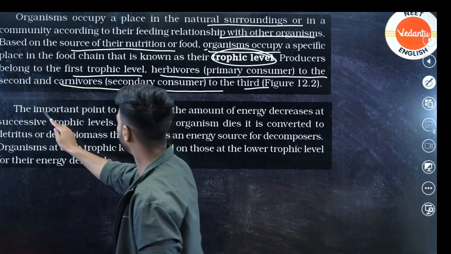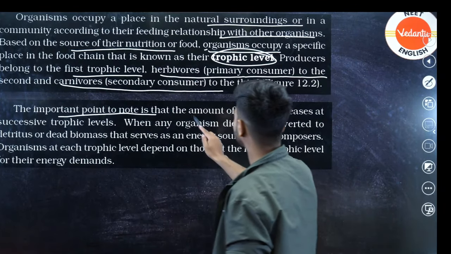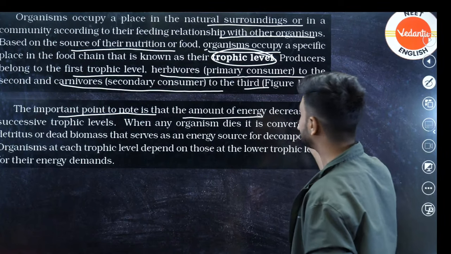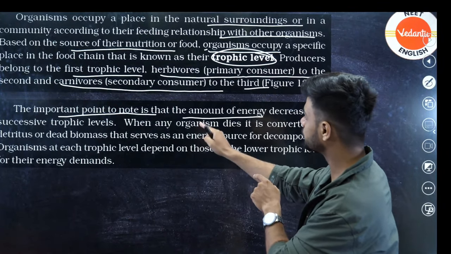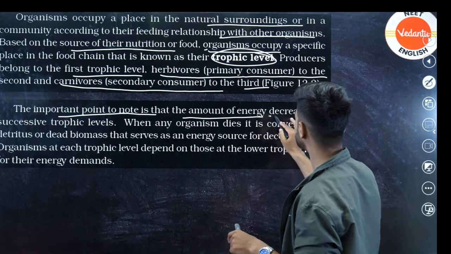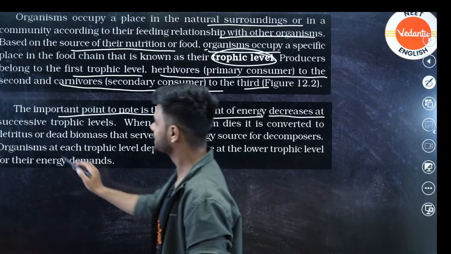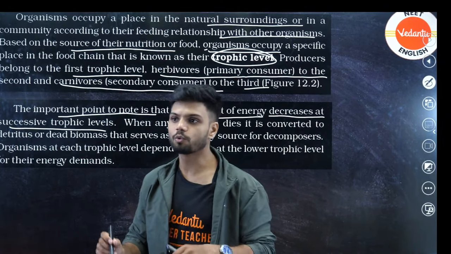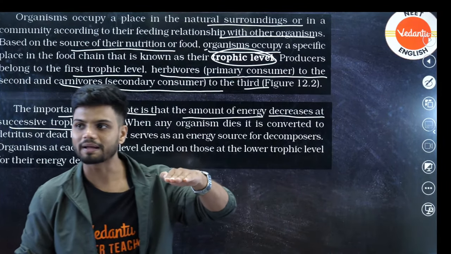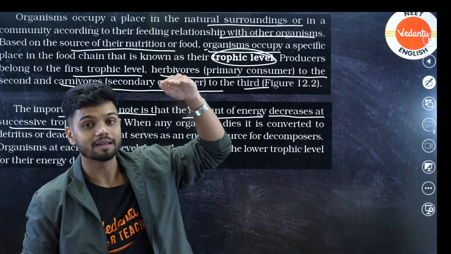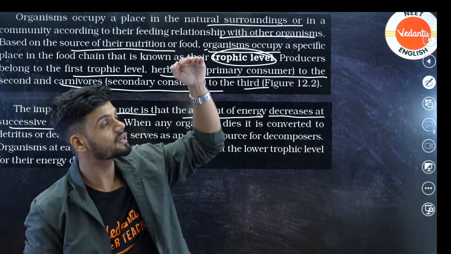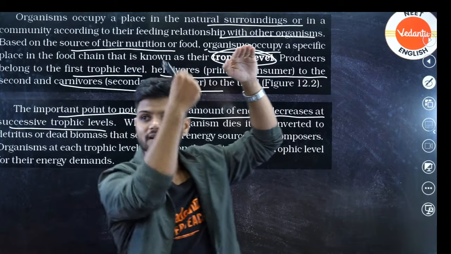The important point to note is that the amount of energy decreases. Very important point. The amount of energy decreases at successive trophic levels. So when we go from one trophic level to the next trophic level, the energy is what? Increasing? No, the energy is decreasing.